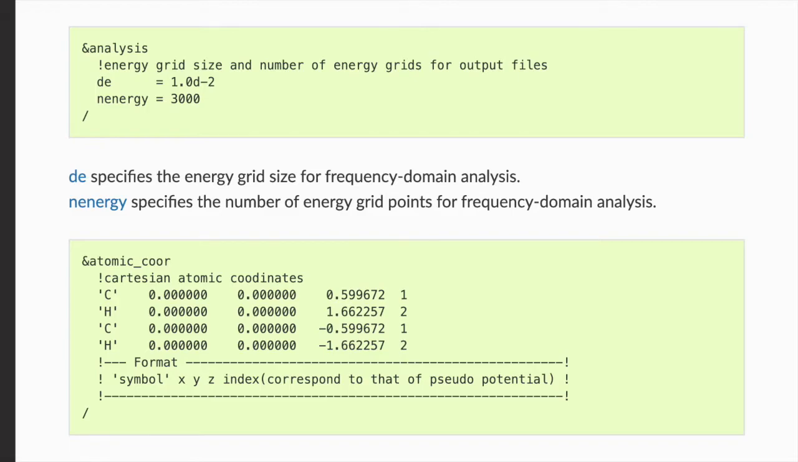dE is the energy interval, which is 0.01 eV here. N energy is the number of points of energy for which Fourier transformation is performed. Here, calculations are performed for 3000 points in increments of 0.01 eV. Thus, calculations are performed from 0 eV to 30 eV.